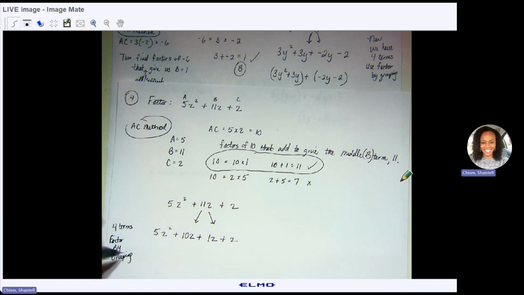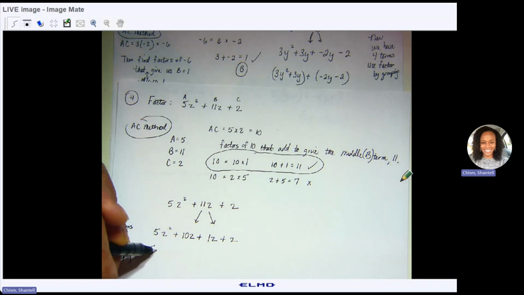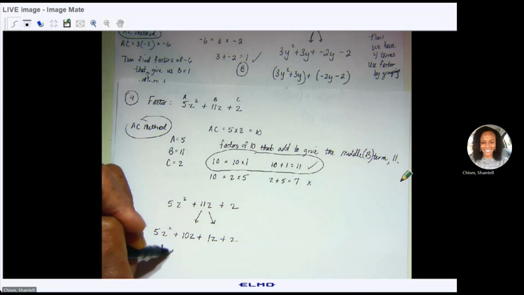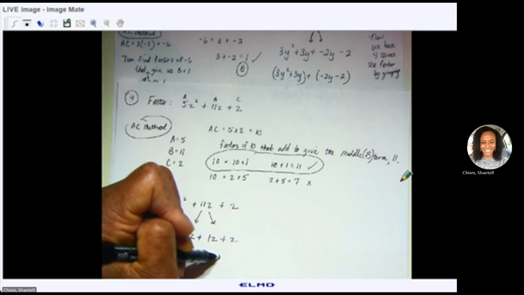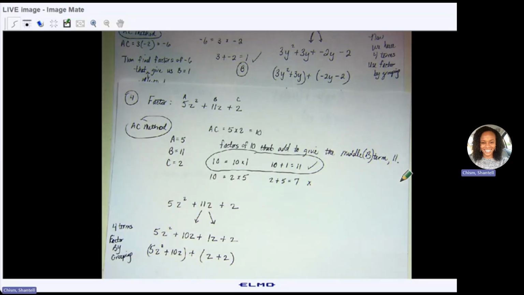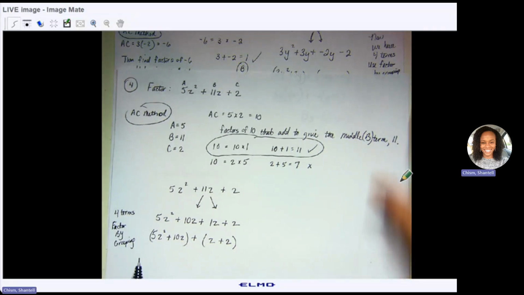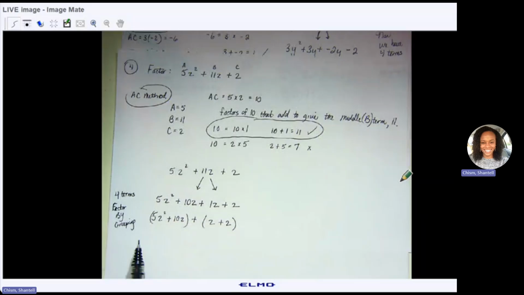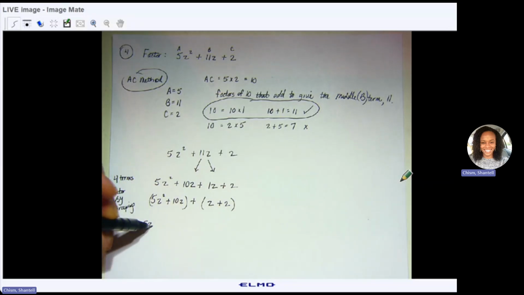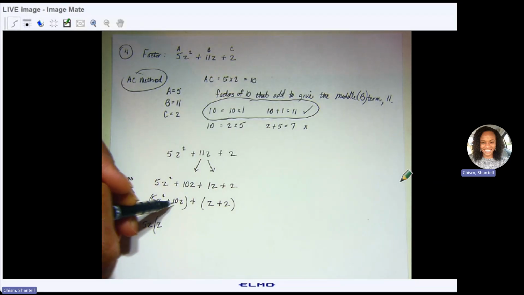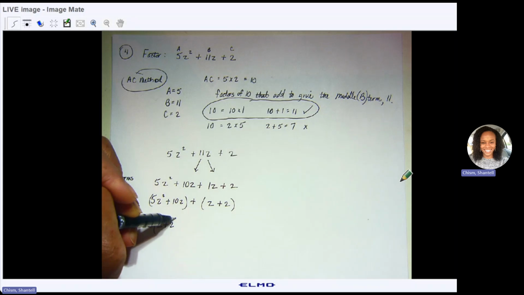Factor by grouping. So I group my first 2 terms and I group my last 2 terms. When I group the first 2, I'm looking for a GCF that can come out of both of these. It's going to be 5z. That leaves me with a z here, because this was 5z squared, so I'm left with 1z. And then from this term, when I pull out 5z, I'm left with a plus 2.